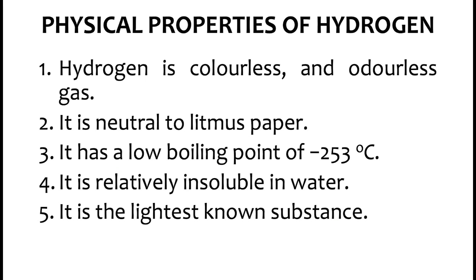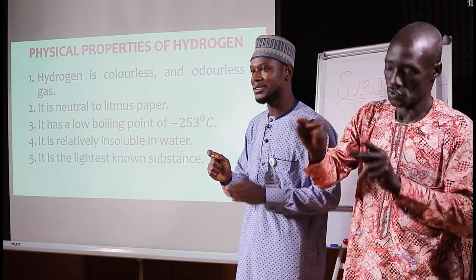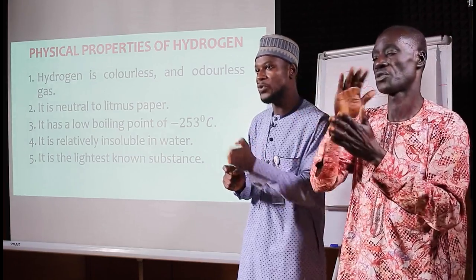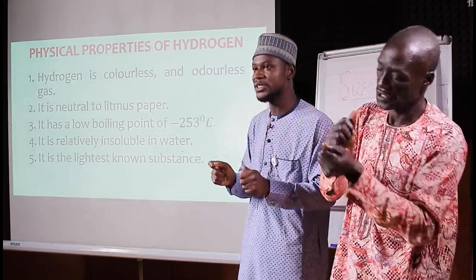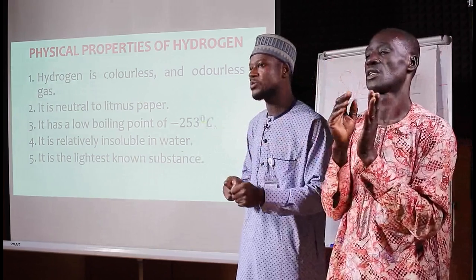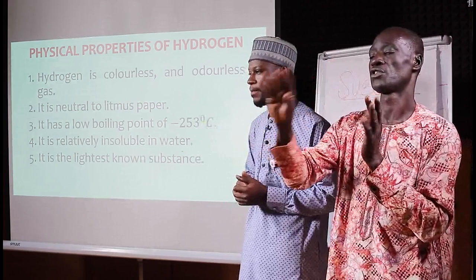2, it is neutral to litmus paper. That means when you wet your litmus paper and then you introduce it to hydrogen gas, it will neither change blue nor red. It will remain the same. A blue litmus paper remains blue, a red litmus paper remains red.